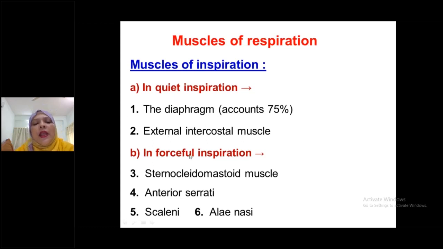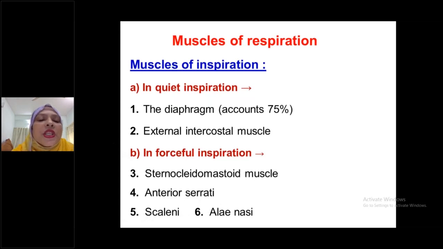If in forceful inspiration, if we breathe in forcefully, what other muscles are required? First, of course, the diaphragm. Without the diaphragm, inspiration never happens. So if the examiner asks you to tell the muscles involved in forceful inspiration, you have to start from the diaphragm. First the diaphragm, then external intercostal muscle, third sternocleidomastoid muscle, fourth anterior serratus muscle or serratus anterior muscle, number 5 scalene, number 6 alae nasi. These are the muscles of inspiration.